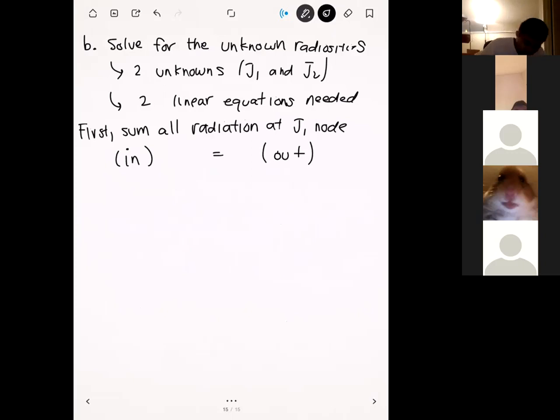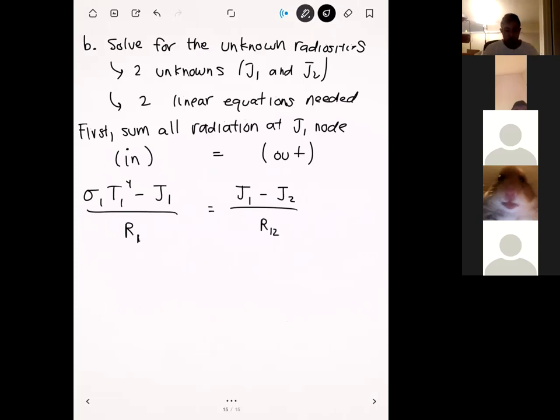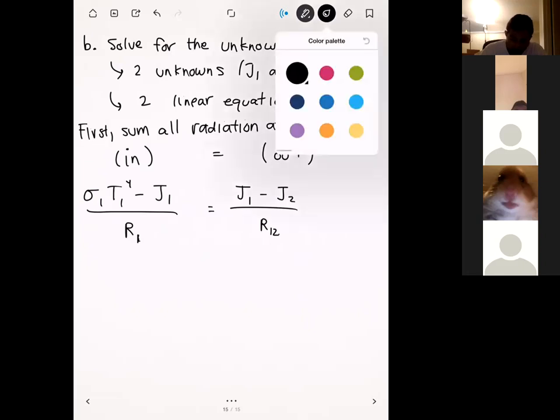Coming into J1, what we have is (sigma T1 to the fourth minus J1) divided by R1. Next, we have everything going out. Going out, we have (J1 minus J2) divided by R12. Everything here we can actually compute, except for the J's.